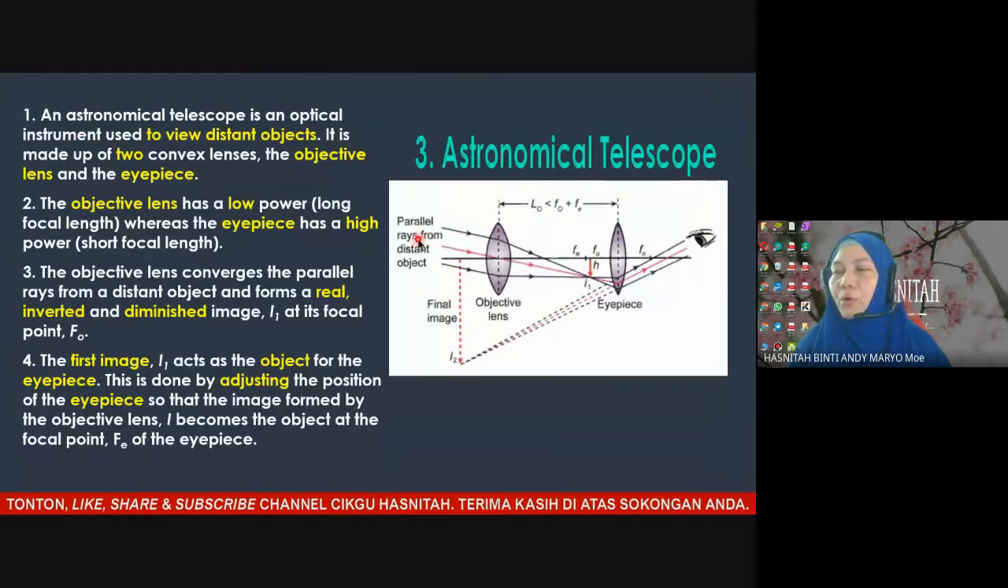For the telescope also, the image will form twice. The first image will form by the objective lens. This is the first image. Again, the first image will become the object for the eyepiece. So this is the final image formed by the astronomical telescope. You can see from up here, point number 1, it is used to view distant objects, made up of two convex lenses, namely the objective lens and the eyepiece. For the telescope, students, in point 2, the objective lens has a low power. Low power means long focal length.